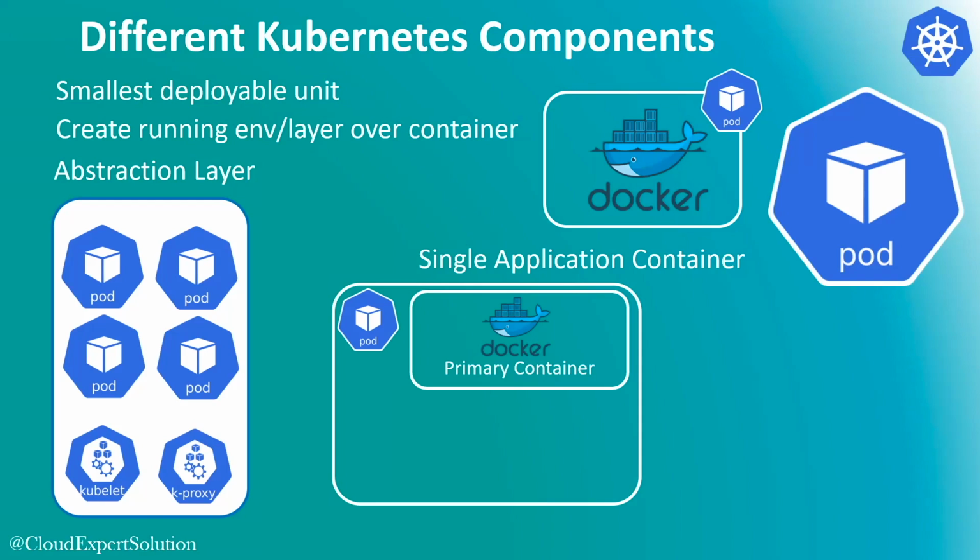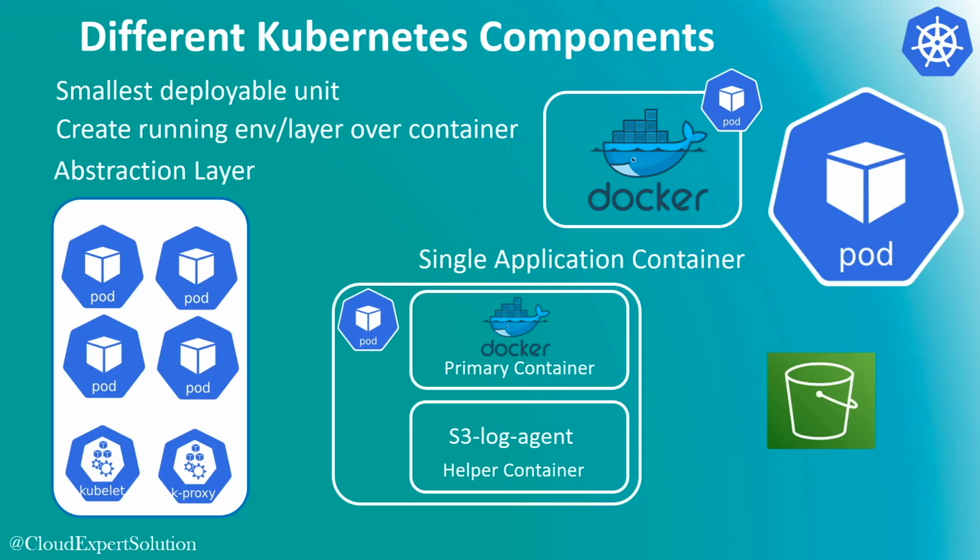Let's see one such example. Let's say you have your primary application or the Docker container is running. On top of that, you want a helper container which will extract all the application logs and put those logs into a S3 bucket. If you have such a setup, then it is called sidecar container. In sidecar containers, we have multiple containers running inside one pod. But as I mentioned, majority of the time you should have one application running inside one container.